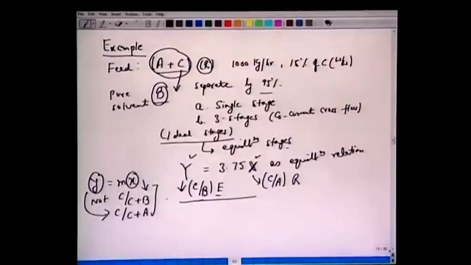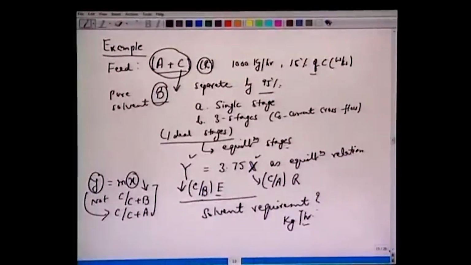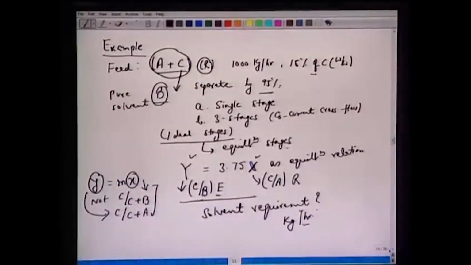So, let us go back again, 1000 kg per hour of feed contains 15% of C. We have been asked to remove or reduce by 95%. Okay. And the question is, how much is the solvent requirement? Solvent requirement in both cases. So, how much is kg per hour etc. is required.